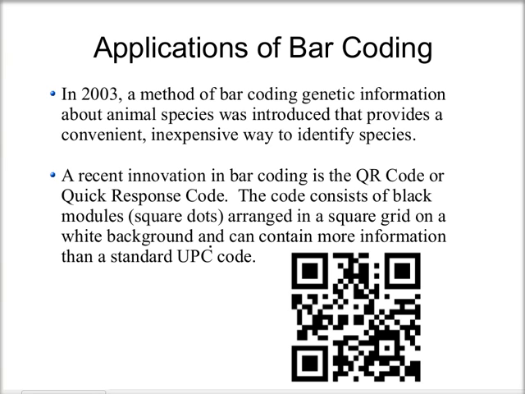In 2003, a method of barcoding genetic information about animal species was introduced. And this barcoding method provides a convenient, inexpensive way to identify species. A more recent innovation in barcoding is the QR code or quick response code. You may have seen these types of code around. The code consists of black modules, which are square dots, arranged in a square grid on a white background. And this type of code can contain more information than a standard UPC barcode.